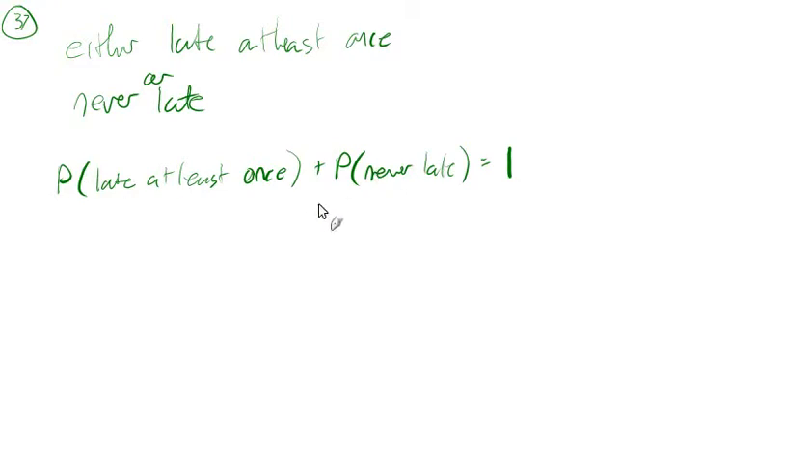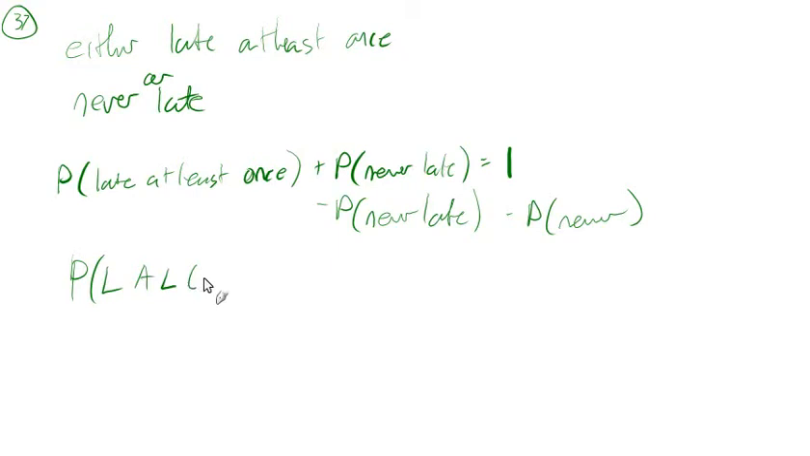So why don't we, instead of solving for this in that really long way that we just looked at, subtract the probability that it's never late from both sides. Okay, so the probability that it's late at least once is equal to 1 minus the probability that it's never late.